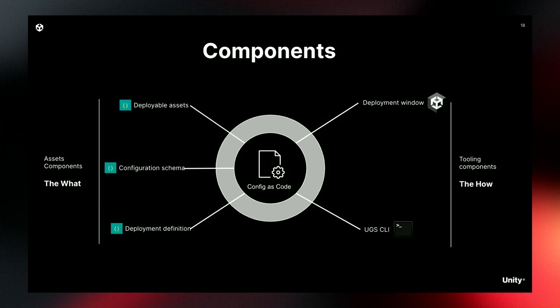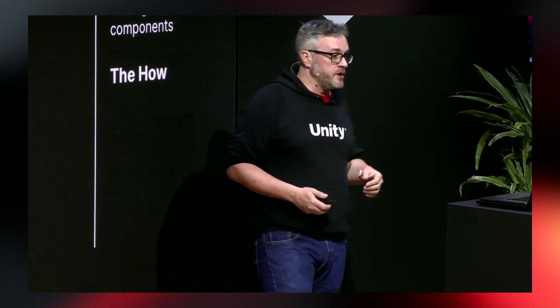And finally, deployment definition. I showed you the deployment window where you have different logical groups. This enables that. Finally, the tools. Going back, if you want a fast iteration within the editor, the deployment window is your tool of choice. Once you want to empower automated workflows, the UGS CLI is where you want to go. It's going to be a very powerful tool, not only for automation, but for many more use cases.